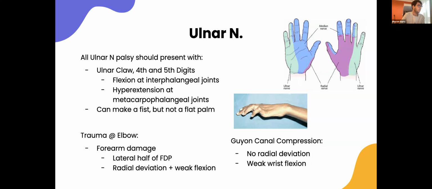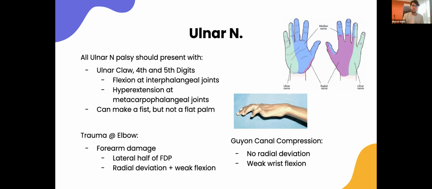On the ulnar nerve, this is a big one. This is where we can really see the idea of the lesion location mattering, because where it happens is going to change what we see. So ulnar nerve palsy will usually present with this ulnar claw, and that's because the flexion at the interphalangeal joints will be a bit dodgy, as well as hyperextension. So that's what it's going to cause. Now, what you'll be able to do here is make a fist, but you won't be able to make a flat palm.